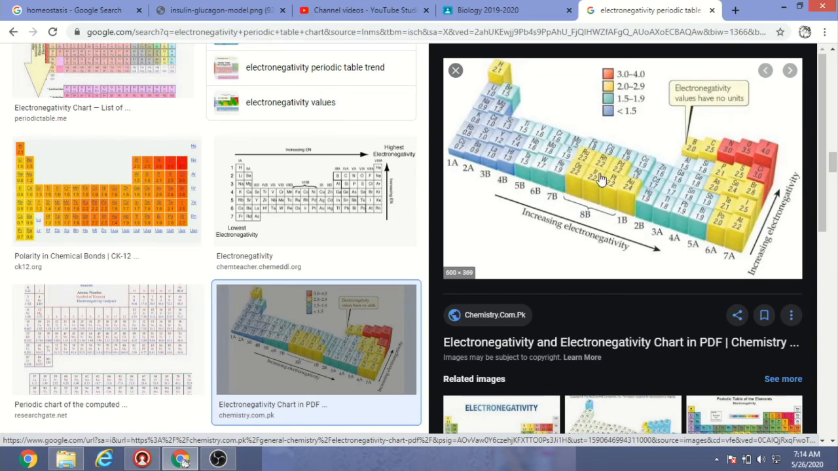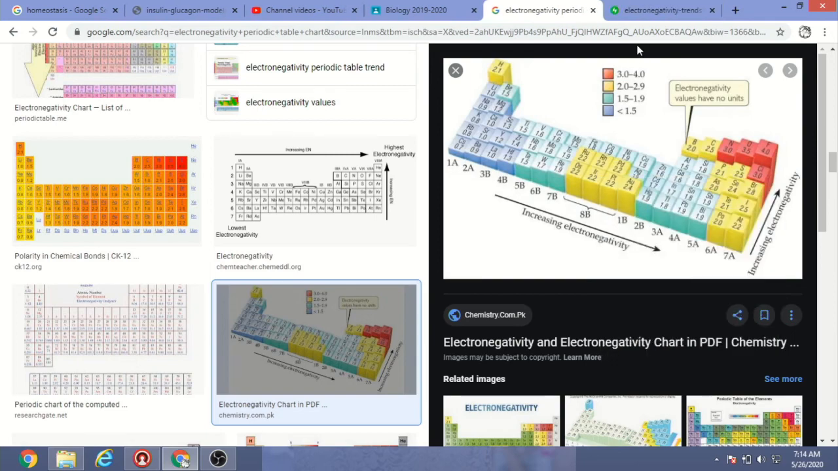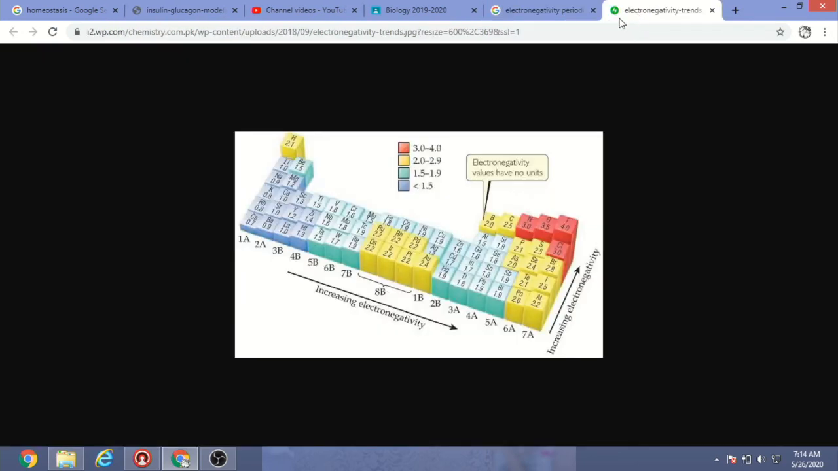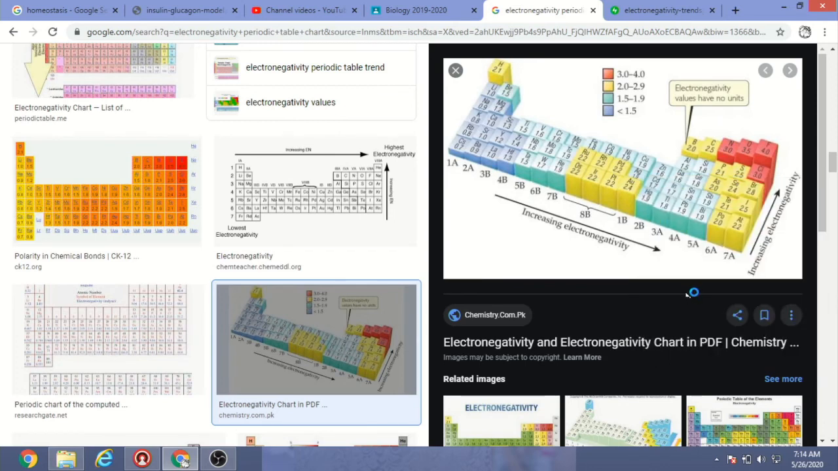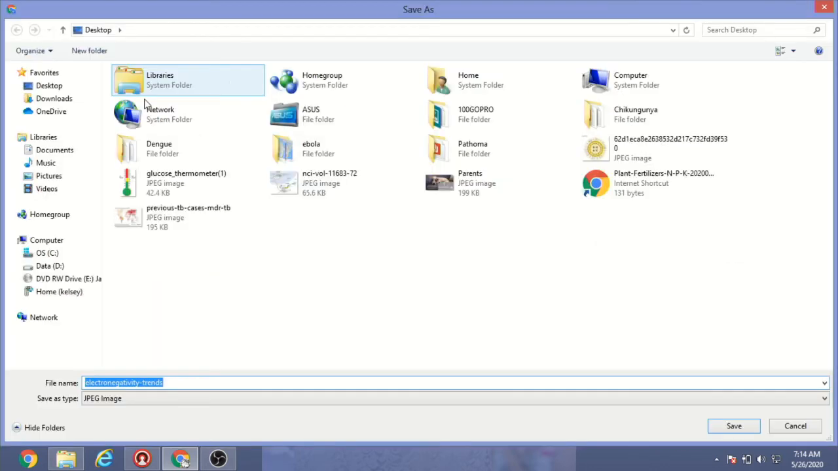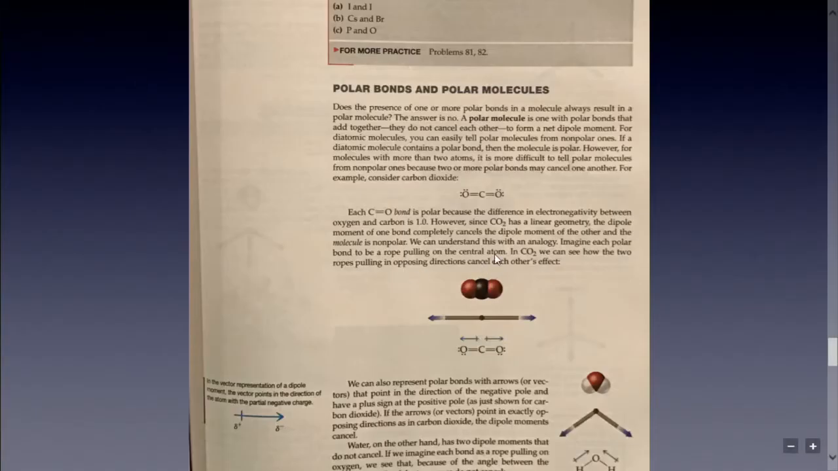If you want to look at a nice friendly version, you can click on open image in new tab and print it, or you can save image as and save it on your desktop, and then print it that way by clicking on the JPEG. It's up to you how you want to look at that. But I'm going to go back to the lesson here.